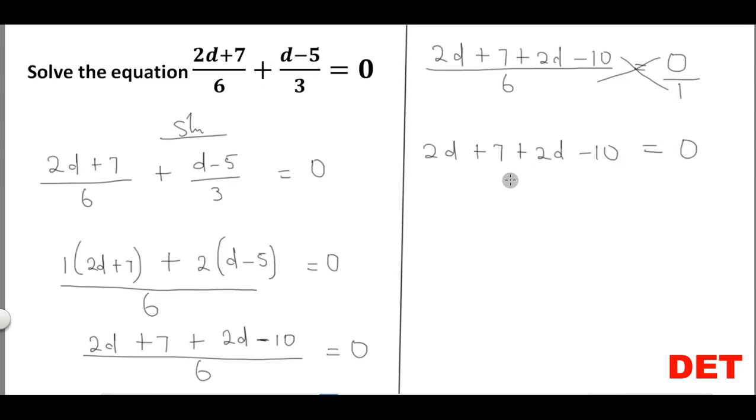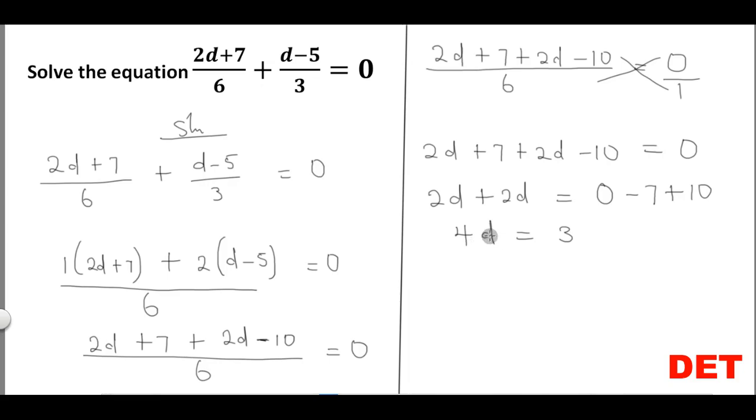The next thing I'm going to do here is to collect like terms. By collecting like terms, this will be 2d plus 2d equal to 0. When I take this 7 to the other side of the equation, it becomes minus 7. When I take this minus 10 to the other side, it becomes plus 10. So 2d plus 2d gives us 4d equal to 0 minus 7 plus 10, which gives us 3. So my 4d is equal to 3.